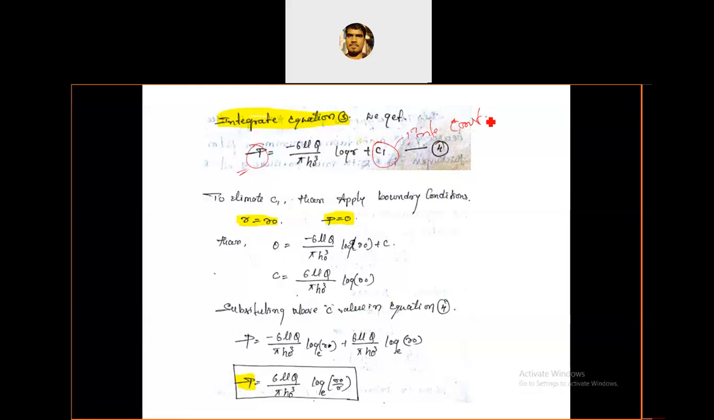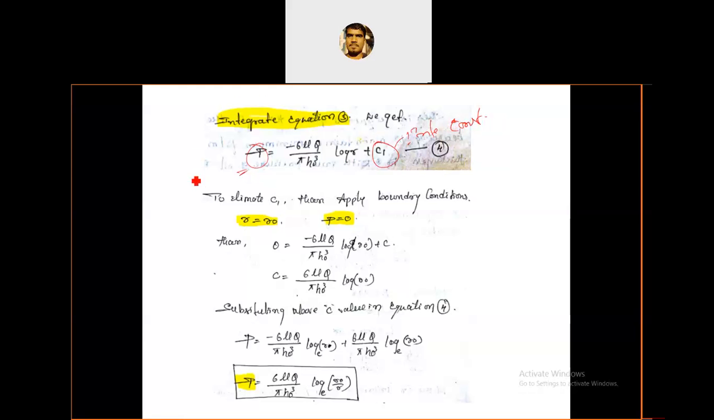But this equation 4 has an integration constant C1, that we have to remove. How are you going to find out the value of C1? Yes, by applying the boundary conditions. Any integration constant value is found with the help of boundary conditions. In mathematics module 1, with the help of boundary conditions, you find the constant of integration. Same thing here also. What are the boundary conditions? Yes, pressure as well as radius. When the radius changes, pressure also changes. Same thing I used here.